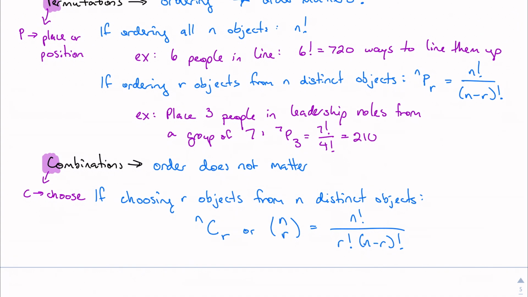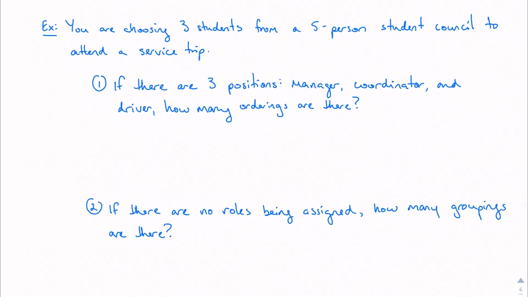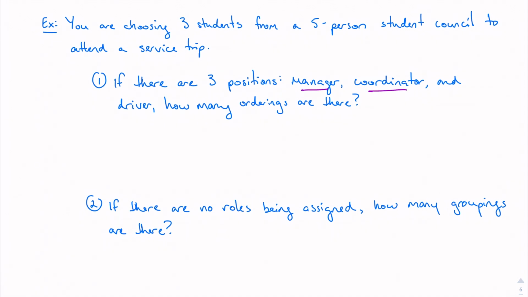So my example. I'm choosing 3 students from a 5-person student council to attend some kind of a service trip for the council. And I'm going to put them in 3 different positions. I'm going to give them the role of manager, coordinator, and driver. So one person's going to drive everybody, one person's going to coordinate the trip, and somebody's going to manage it while they're there. And I want to know how many different ways I can order that grouping.